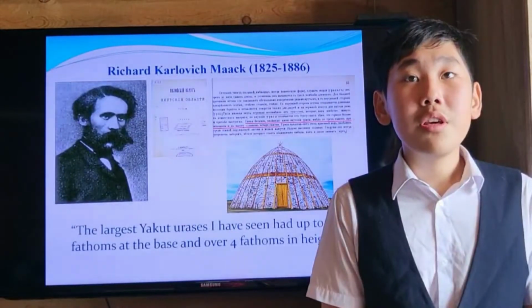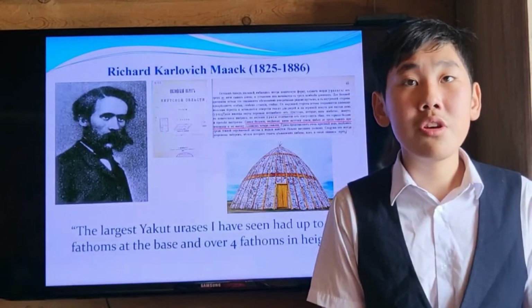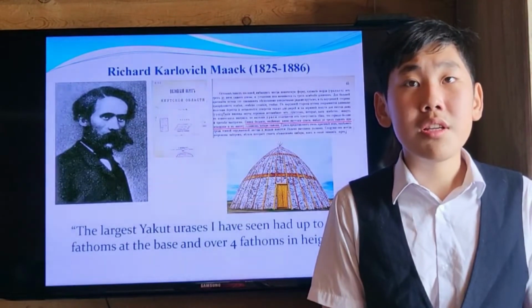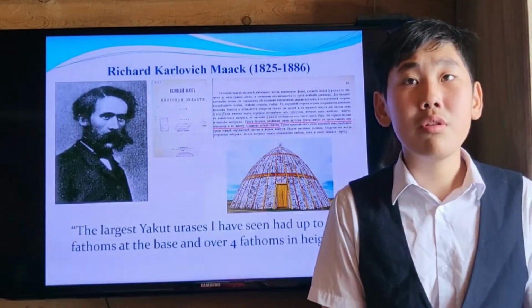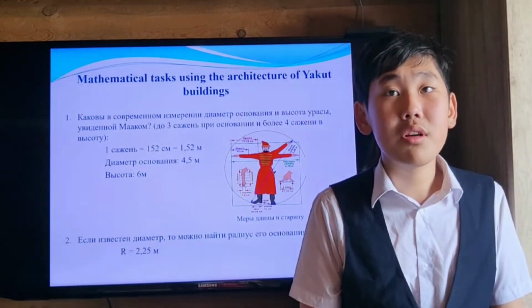In the book Vilyuisky District, published in 1887, geologist Richard Maak wrote: the largest Yakut Urasa I have seen had up to 3 fathoms at the base and up to 4 or 5 fathoms in height. Using this data, I made geometric tasks about Urasa.